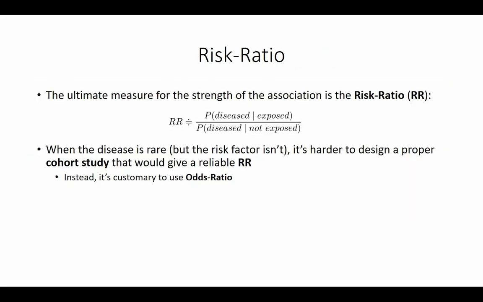But anyway, if we have that kind of data, we cannot really calculate the risk ratio because we don't know these conditional probabilities. And then we need to use some other metric. For example, a very popular choice would be the odds ratio.